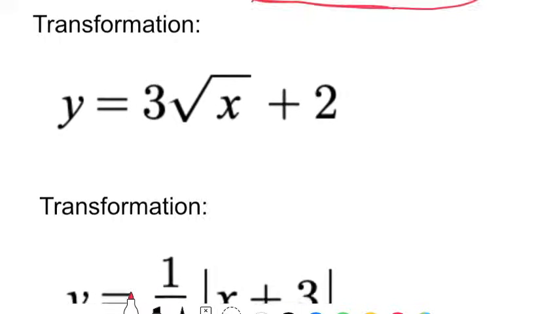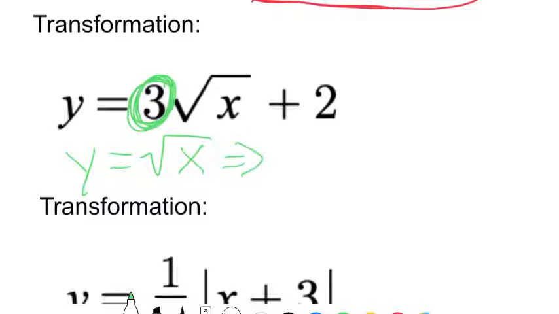Our next one. If I'm going too fast, pause the video and copy it down so you can practice. So our parent is our square root, y equals the square root of x. This 3 is on the outside of the x, so it's affecting the y's. The 3 is going to stretch our parent function by 3.